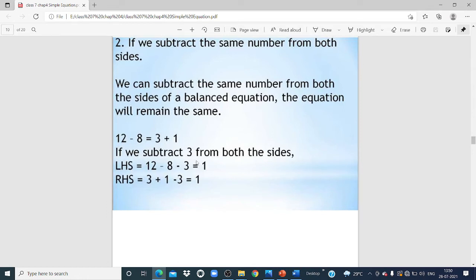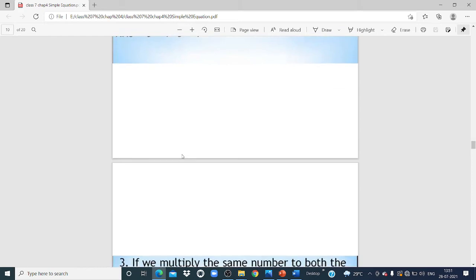From that, suppose I have to subtract 3. So, from LHS, 12 minus 8 minus 3. And from RHS also, 3 plus 1 minus 3. Both the answers became the same. So, whenever we have to add or subtract, we should add or subtract the same number to the LHS and RHS, so that we will get the balance equation again.